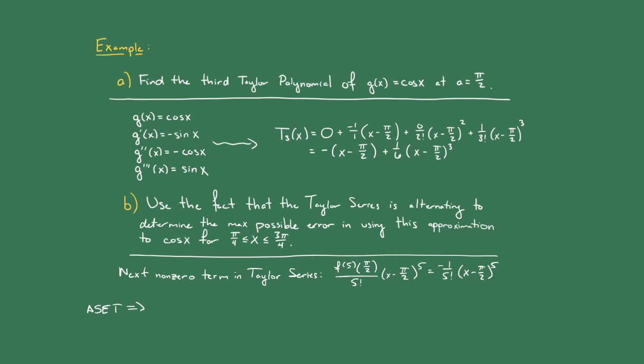Therefore, by the alternating series estimation theorem, the error in approximating cosine of x by its third-degree Taylor polynomial is less than or equal to the absolute value of negative 1 over 120 times x minus pi over 2 to the fifth, which is less than or equal to 1 over 120 times pi over 4 to the fifth, since the radius of our interval is pi over 4. And this number is about equal to 0.00121. Therefore, we have found that the error is bounded above by 0.00121 on the interval pi over 4 to 3 pi over 4.